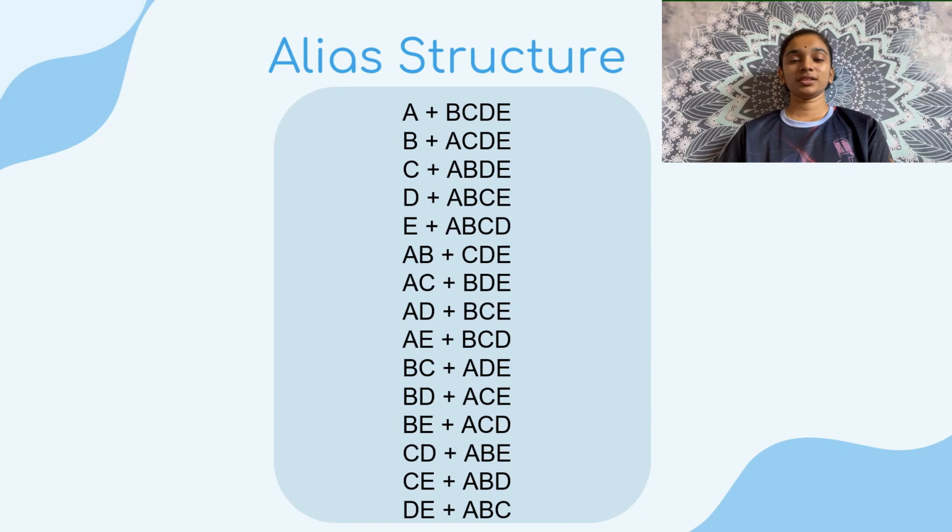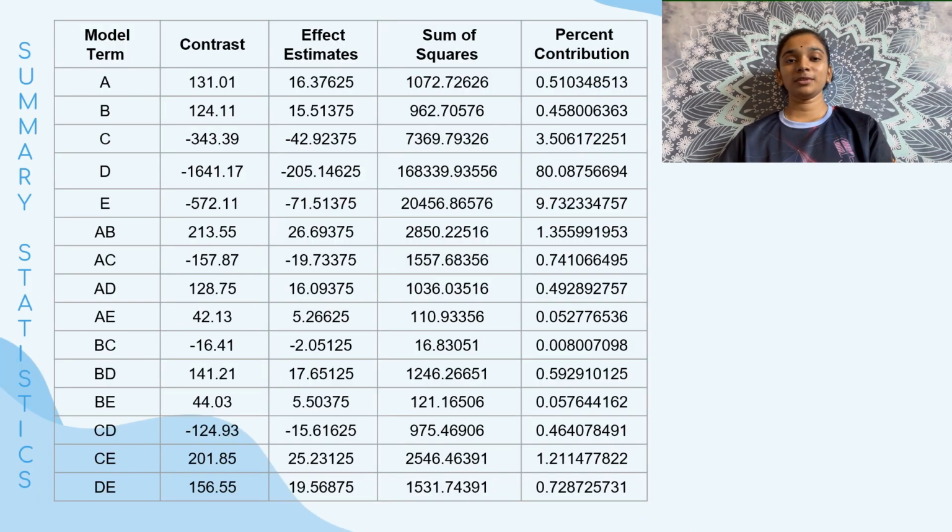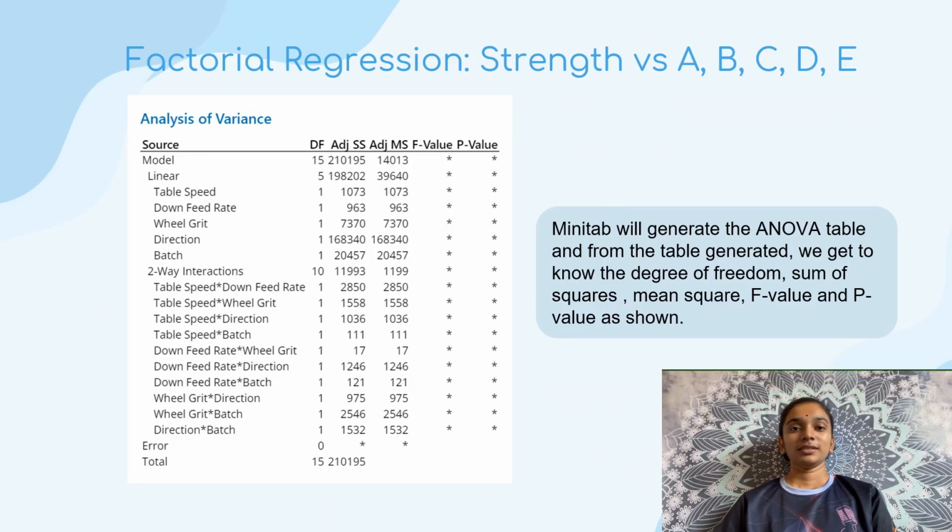The alias structure of this experiment is as shown. The following table shows the summary statistics. We use this effect estimate summary obtained using Excel to measure the factor effects for this experiment, and the value of SST, which is sum of squares of total, is obtained as 210194.84294. This table shows the ANOVA table generated from Minitab, which gives us the degree of freedom, sum of squares, and mean squares value of these factors.